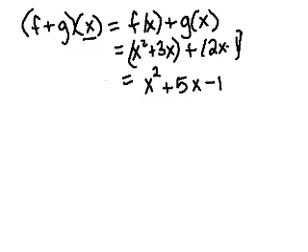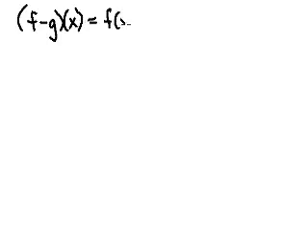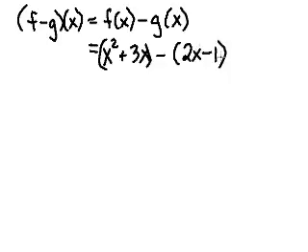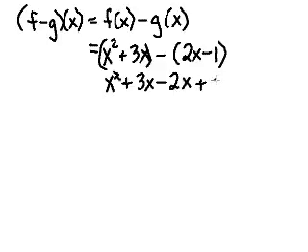Now the next thing we will do is subtract them, and that looks like this. (f minus g)(x) means to take f of x and subtract g of x. So we have x squared plus 3x minus (2x minus 1). Now you need the parentheses here because we have to distribute the negative sign, and that becomes minus 2x plus 1. Combining like terms again, we get x squared plus x plus 1.